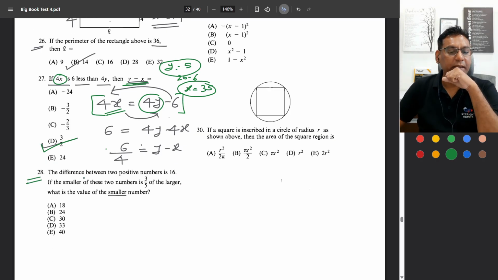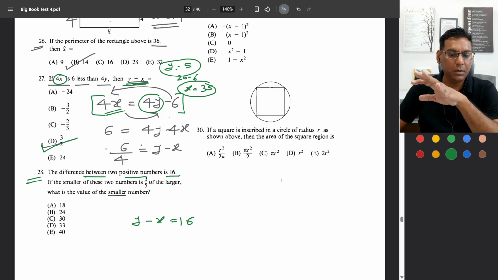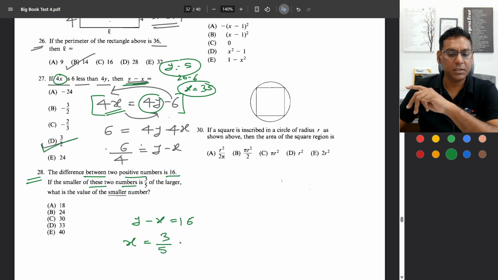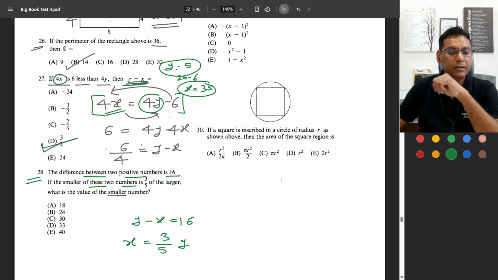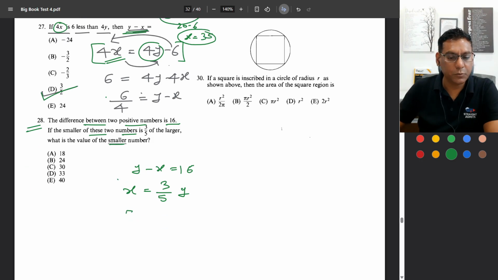Alright. Question 28. The difference between two positive numbers is 16. Okay, so let's say those numbers are x and y. Y minus x is equal to 16. I'm assuming that y is bigger. If the smaller of these two numbers, that means x, is 3/5 of the larger, x is 3/5 of y, then what is the value of the smaller number? Alright, let's solve this. So 5x is equal to 3y. Here, what do I get? 3y minus 3x is equal to 3 times 16. I just multiplied by 3.